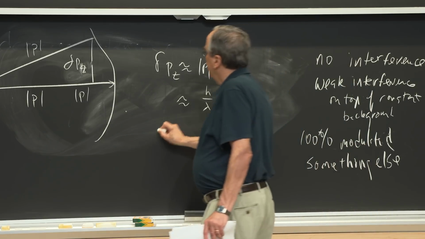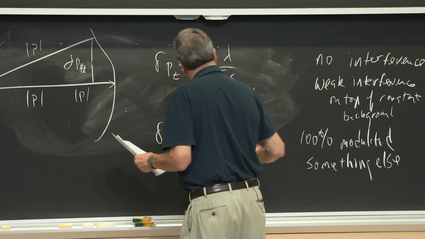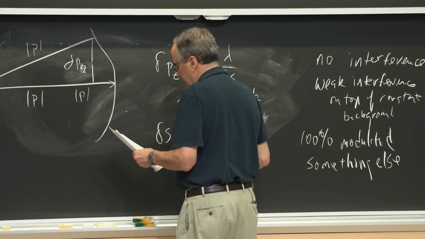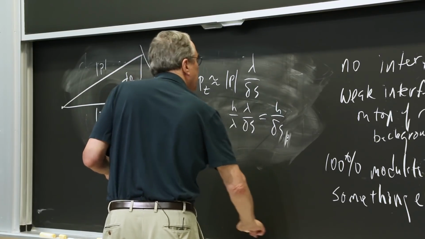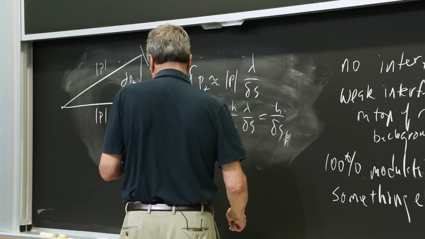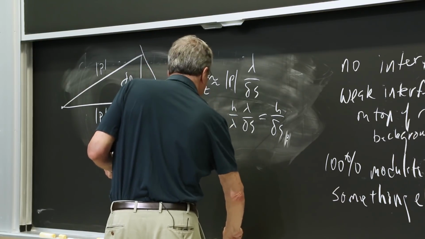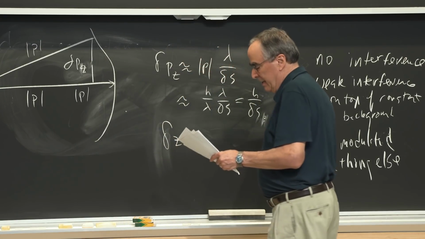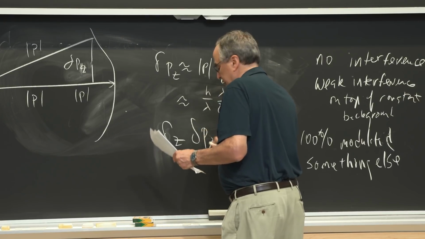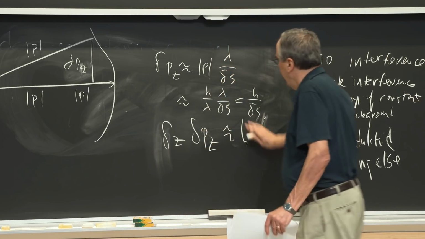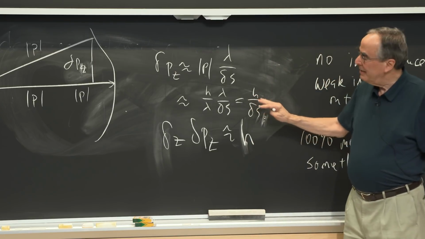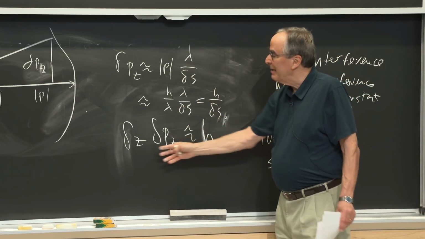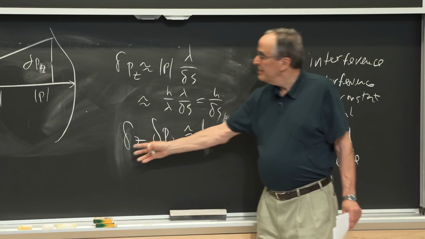Or ds in the z direction. No, ds is the slit width. I got something wrong here in my notes. Anyway, the final result of this calculation is delta z delta pz approximately equal to h. Sorry about the glitch here. I don't know how to fix it right now, but if this were done correctly, we would have gotten this result. This is an uncertainty principle.